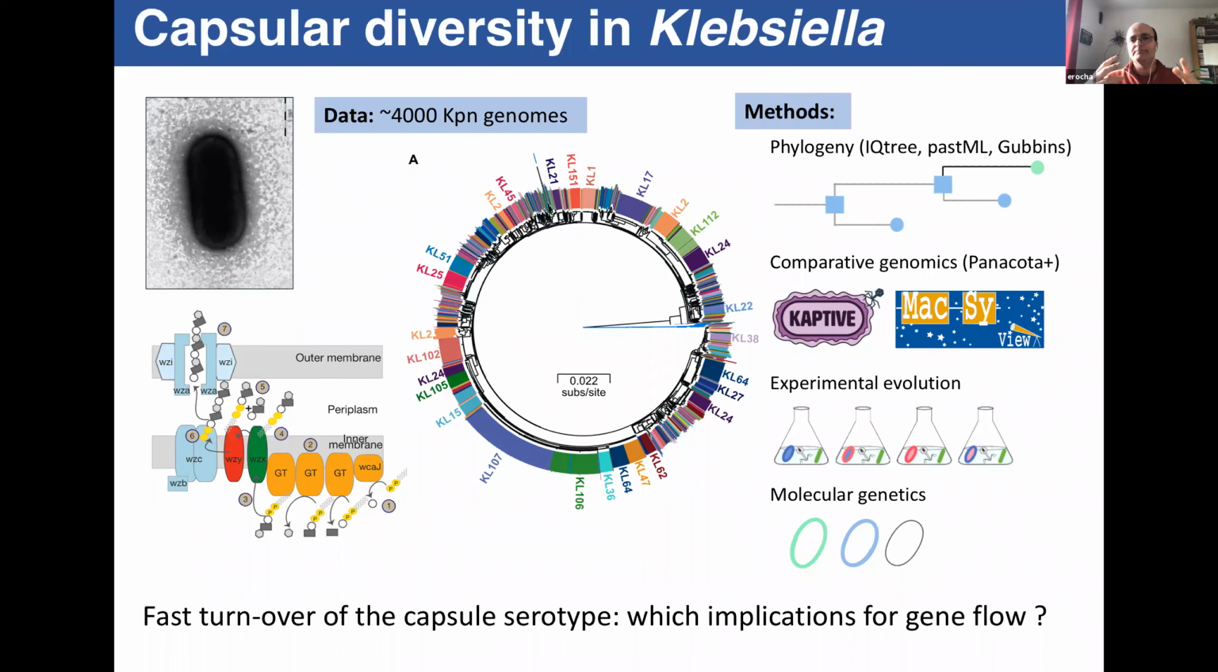So a serotype is a given type of capsule with a given chemical composition. In this analysis, what we did was to collect 4,000 genomes of Klebsiella pneumoniae, and here you can find the phylogenetic tree of the species. The structure of the tree is not very important. What I would like you to focus on is the ribbon around the tree. And the ribbon tells you the distribution of serotypes.